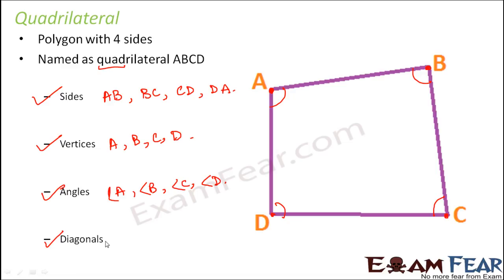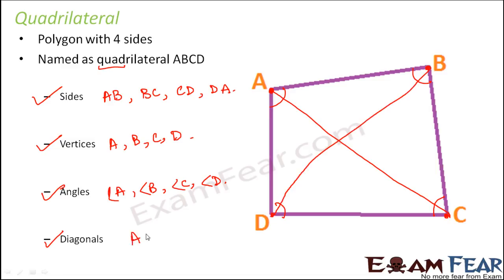What about the diagonals? Diagonals are line segments joining non-adjacent vertices. So which are the non-adjacent vertices? A and C are non-adjacent vertices. Similarly, B and D are non-adjacent vertices. So there are only two diagonals possible, that is AC and BD.